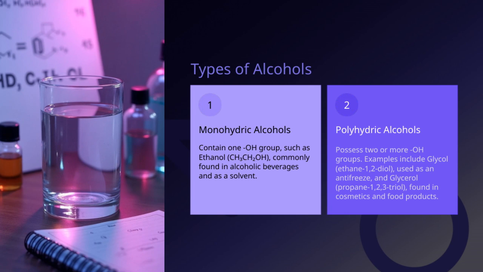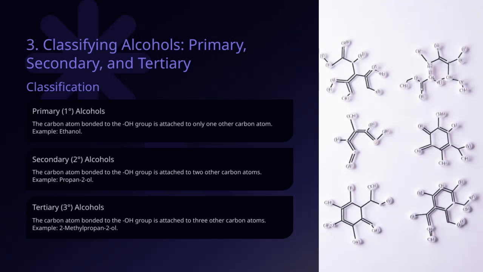Understanding these differences helps us see how the number of hydroxyl groups influences their uses and properties. This classification is fundamental as we explore their roles in various chemical reactions and applications throughout this presentation. Let's take a closer look at how we classify alcohols based on the carbon atom bonded to the OH group.